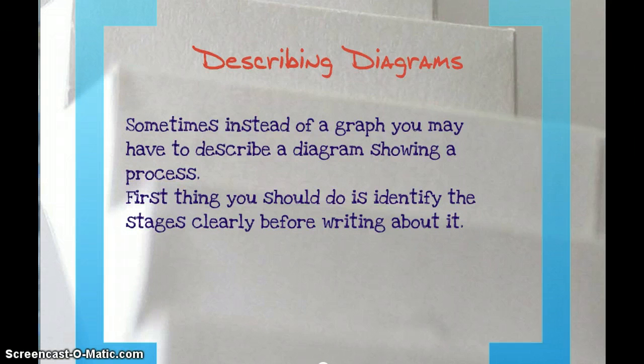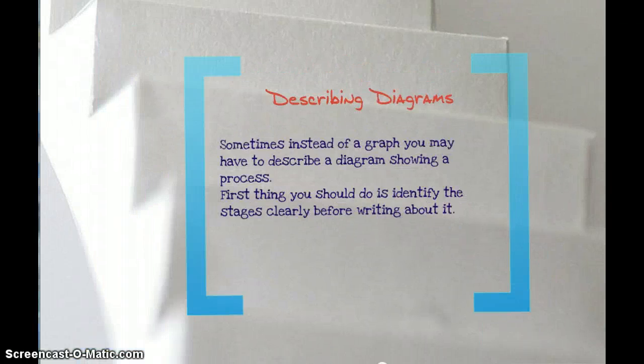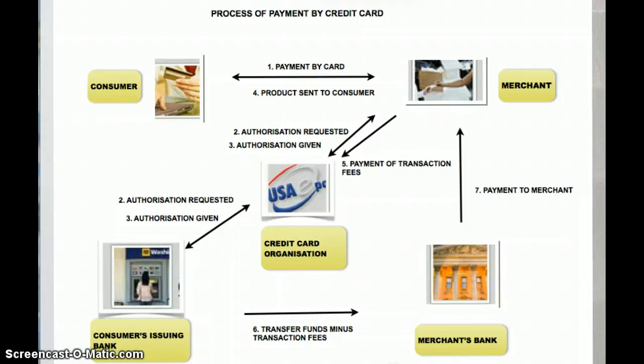The first thing you should do when you have to describe one of these diagrams is to identify the stages clearly before writing about it. All right? So let's have a look at the stages. You can see we've got different parties, different stages, different arrows going backwards and forwards. Luckily for us, we've also got numbering. I chose this particular example because it does look messy, all right?